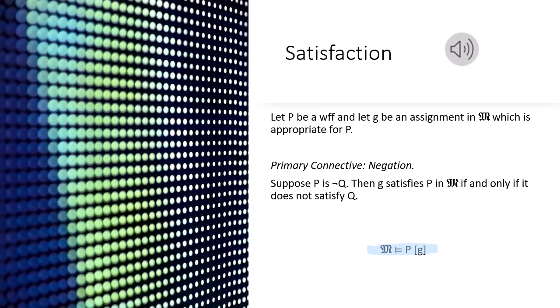Now, because Q has one less connective, we could assume that we've already defined the notion of satisfaction for Q. And if it has no connectives at all, then it's an atomic sentence, and we defined it on the previous slide. Now, we'll say that G satisfies P in M, and write it down here in terms of this double turnstile that I've highlighted in blue, if and only if it does not satisfy Q. In other words, Q is false in the structure for this given variable assignment.